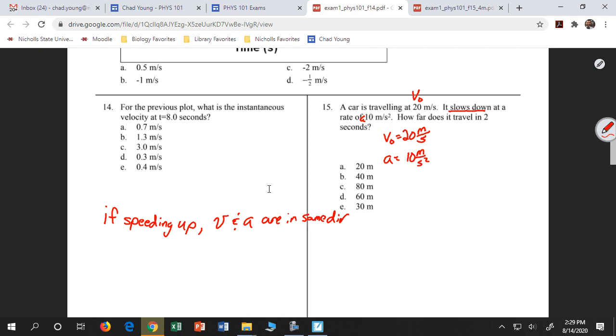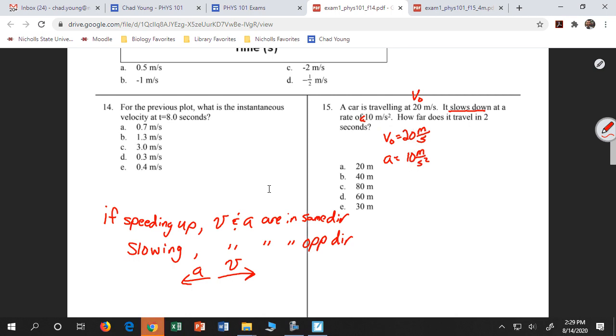Have y'all gotten to that yet? Y'all seen that in the notes? Okay. If you're slowing down, velocity and acceleration are in opposite directions. So if my velocity is in this direction and my acceleration is in that direction, that means I'm moving this way, but I'm slowing down because I have this acceleration acting in that direction.